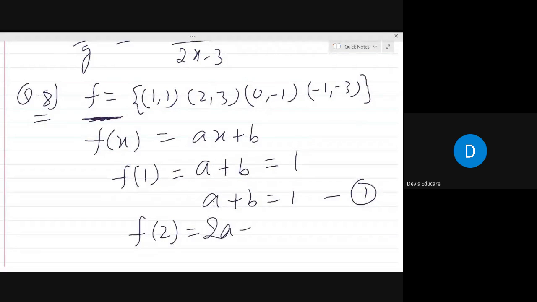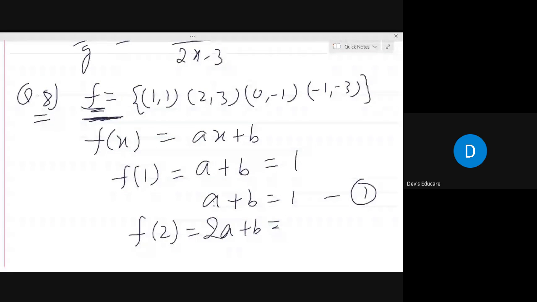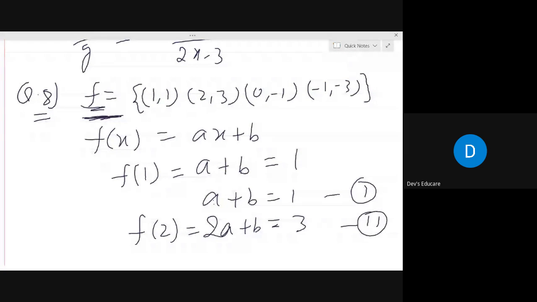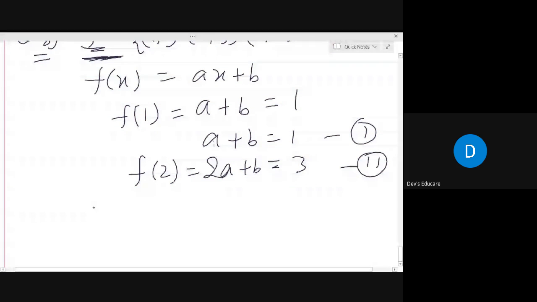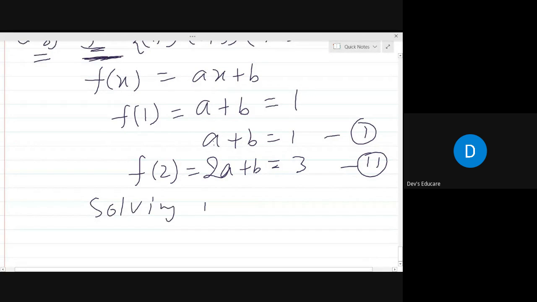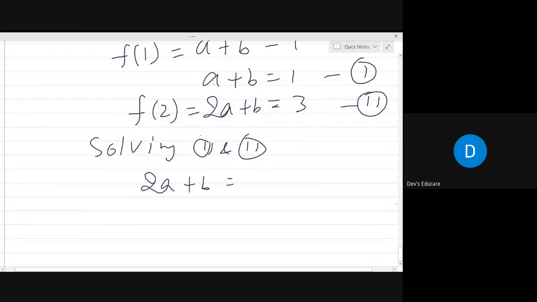That is correct. But if we take from this relation, that will be 3. Yes, 3. 2a plus b equals 3. By solving these two equations, we can find the value of a and b. So we have 2a plus b equals 3 and a plus b equals 1.